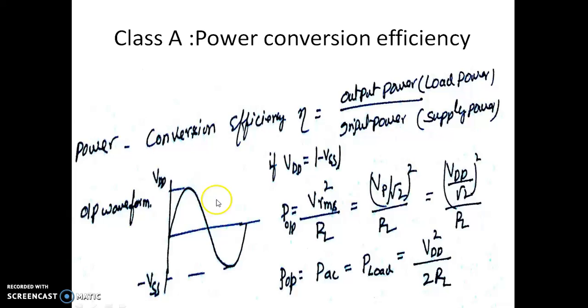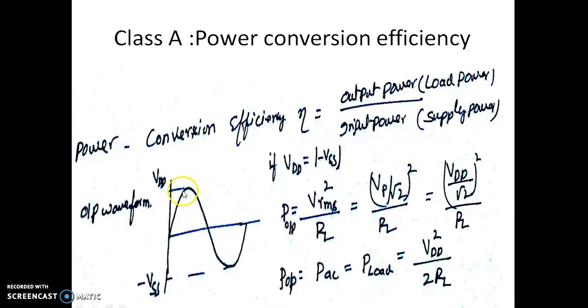So that's what is shown here. This is the output swinging from VDD till minus VSS. So this is the output waveform. If we have a sine waveform, then how do we find the power related to this waveform? Power is given by Vrms square by RL. We know that Vrms is nothing but V peak by root 2. So Vrms square, you can write it as Vp divided by root 2 whole square.